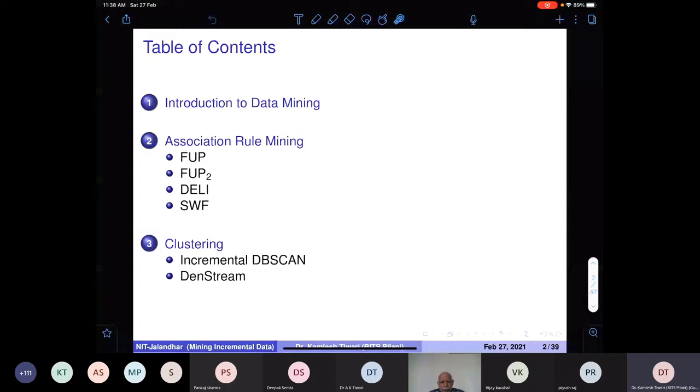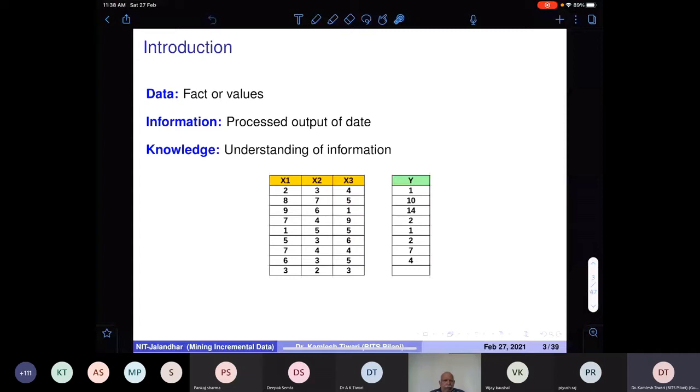So let us start. Just for the sake of completeness, since it is a first lecture, let's assume that we don't know about data mining. Let me talk for a few minutes about what data mining is, what the important part is, and why it is done.